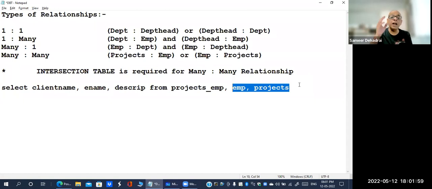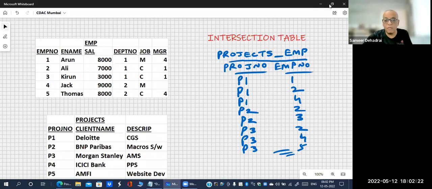But in a large company like Accenture, which has got 5 lakh employees, 5 lakh employees would probably be working on 20,000 projects, isn't it? So it depends on the industry, it depends upon the company. I have played it safe. I put 5 rows in both the tables. So EMP, projects or projects, EMP is not going to matter.